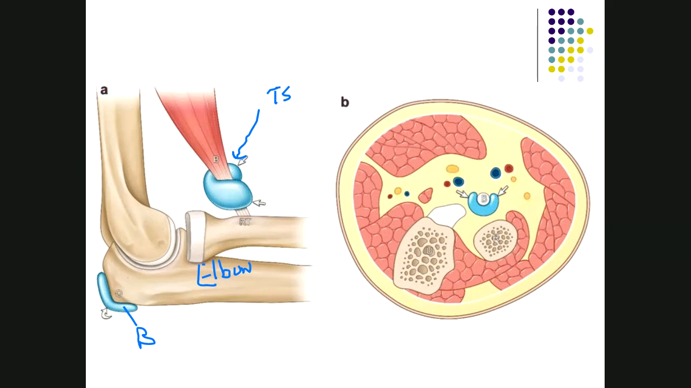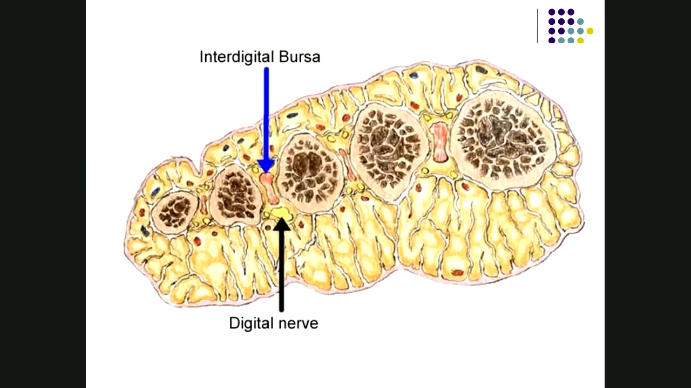We also have bursae between bones. If you look at this, this is your foot, and you can see your big toe all the way to your little toe. Well, look, between each two toes, there's a bursa there to keep these bones from banging into each other. They're shock absorbing and friction reducing.